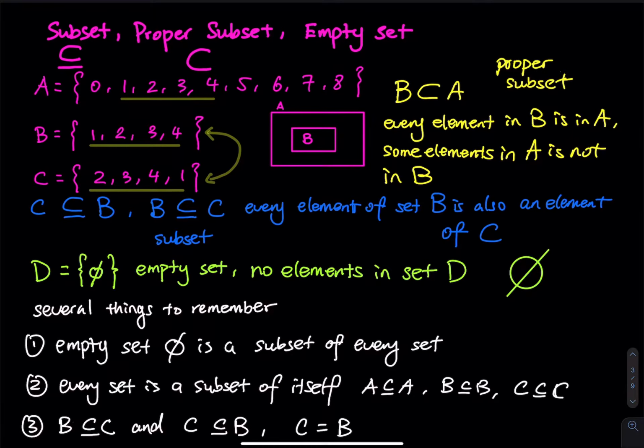Let's take a look at subset, proper subset, and empty set. So I have three sets right here. A is from 0 to 8. Set B is 1, 2, 3, 4. And set C is 1, 2, 3, 4, but the elements are listed in a different order.